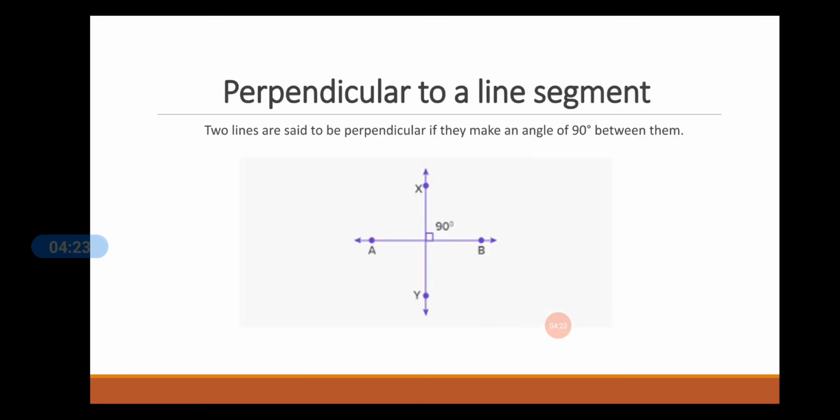Now, perpendicular to a line segment. You have 2 lines. Here you have a line AB and you have a line XY. Now AB is horizontal whereas XY is perpendicular on AB. Perpendicular means it is falling on AB in such a way that at the point of intersection they are forming an angle of 90 degrees. So 2 lines are said to be perpendicular if they make an angle of 90 degrees between them. So here you can see that XY is falling on AB in such a way that the angle formed over here is 90 degrees.